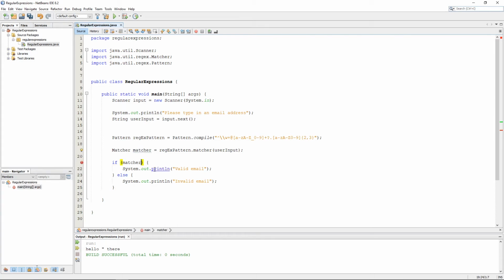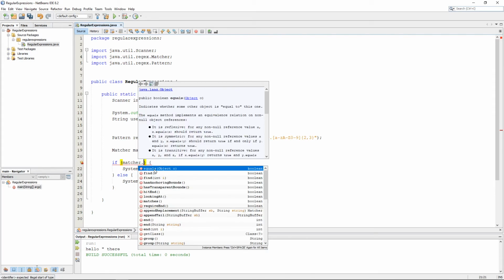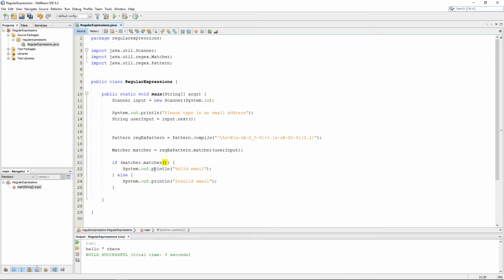All right, so we're going to do matcher.matches. Now what this does is it brings me back a true or false. If my regular expression matches the user input, if it matches my pattern, then that comes back as true. If it doesn't match my pattern, it comes back as false. Now this is the bit that's going to get super interesting.